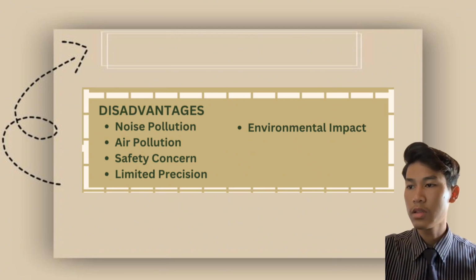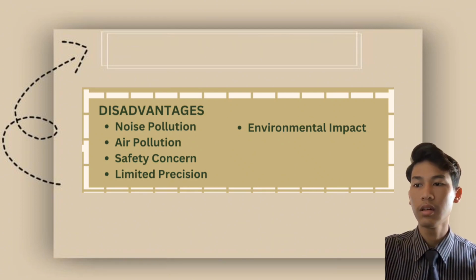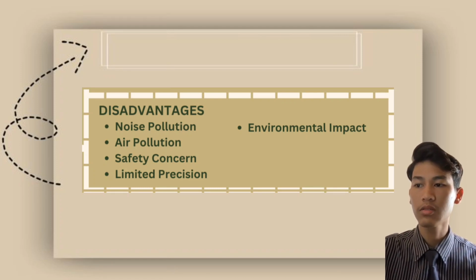Next is limited precision. Mechanical demolition may lack the precision required for certain projects, such as demolishing structures in densely populated areas or near other buildings. In situations where precise control is necessary to avoid collateral damage, alternative methods like manual demolition or controlled implosion may be more suitable.